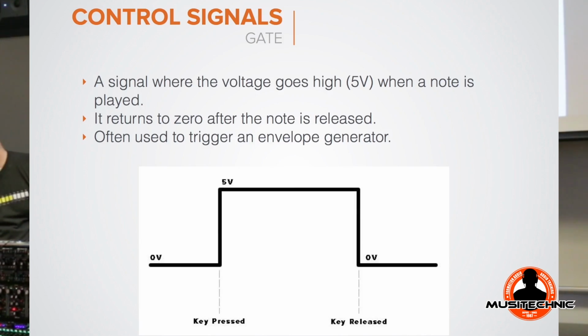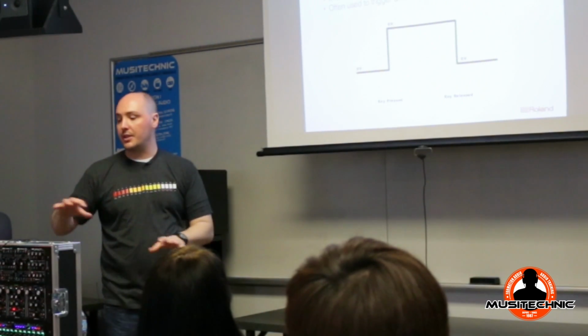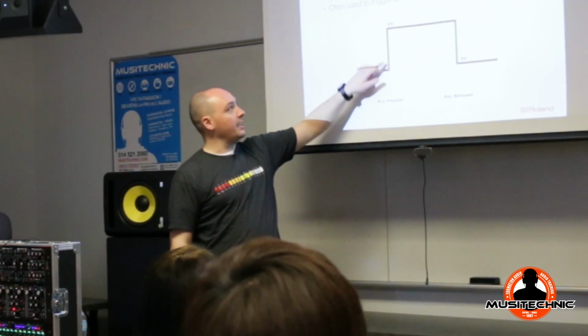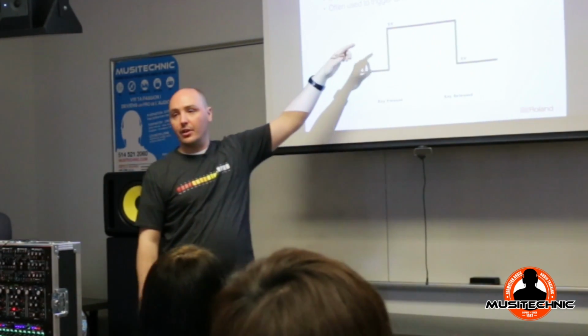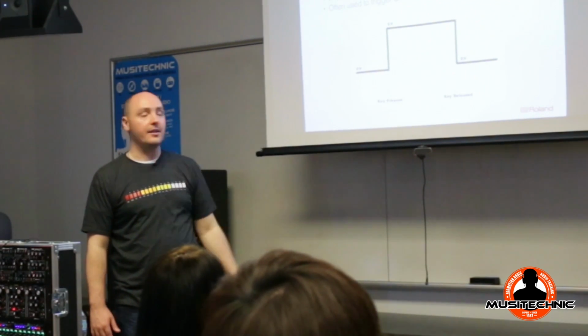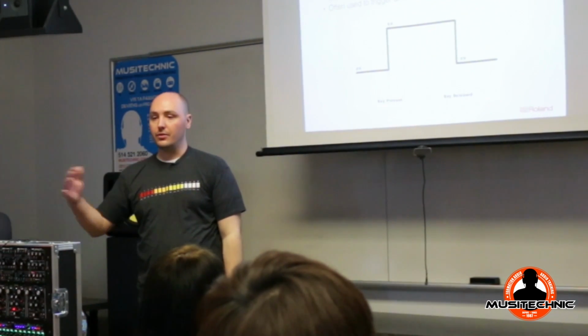The other thing on the keyboard here, you notice this output called gate. What a gate does is, when the key is pressed, the voltage goes from 0 to 5, and then when the key is released, the voltage drops back down. This is usually used to control an envelope generator, which again I'll talk about later. You press a key, the signal goes to 5, it tells the envelope generator to start its attack cycle, and then it runs through the whole cycle on the envelope. You release the key, and it tells the envelope generator to start the release cycle.